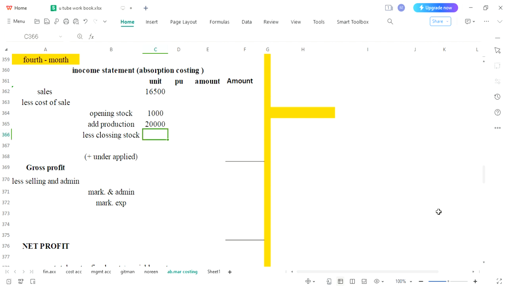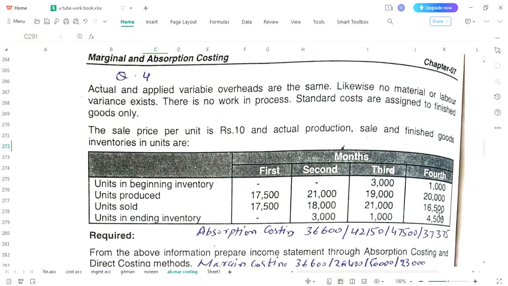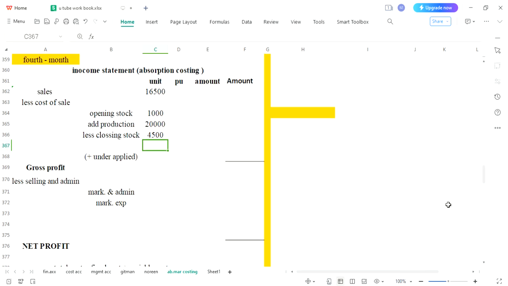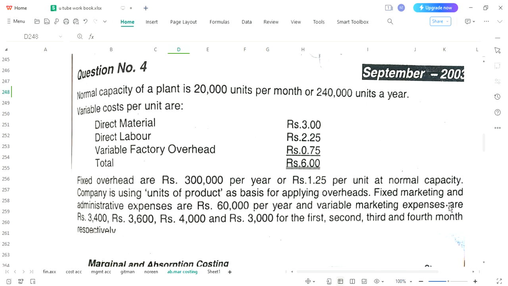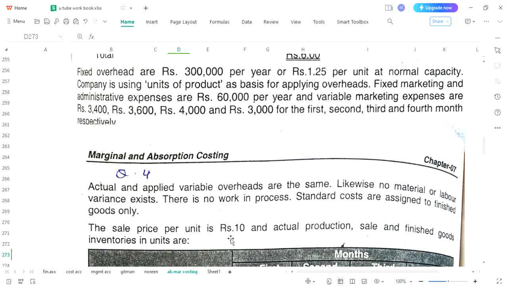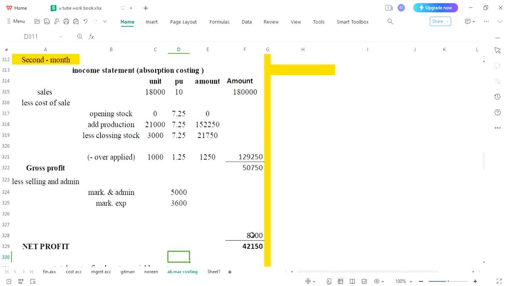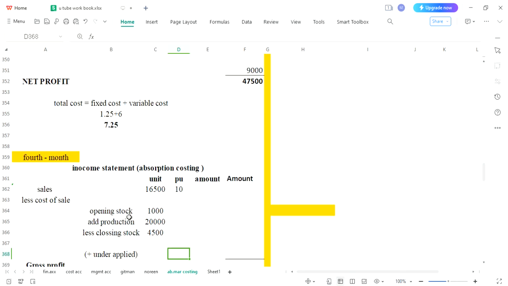and 4,500 opening closing stocks. Let's check it out again. 1,000 opening, 4,500 closing. All right. Now we will be putting their per unit. I remember per unit sale price is 10, but satisfaction level would be only at that time when I will show you. So here we have our sale price as 10. We have posted it over here in 4th month 10, and now variable cost has already been calculated.